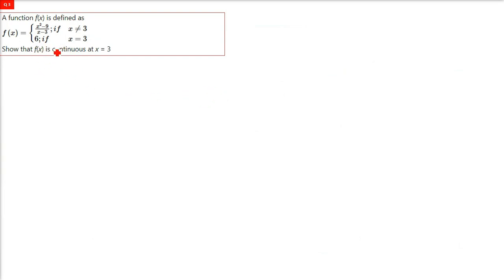A function f(x) is defined as this. We have to check it at x equals 3. Okay. So x equals 3 we have to check. And what is the value of this function at x equals 3? It is already given. It is 6. At x equals 3, f(x) is 6.